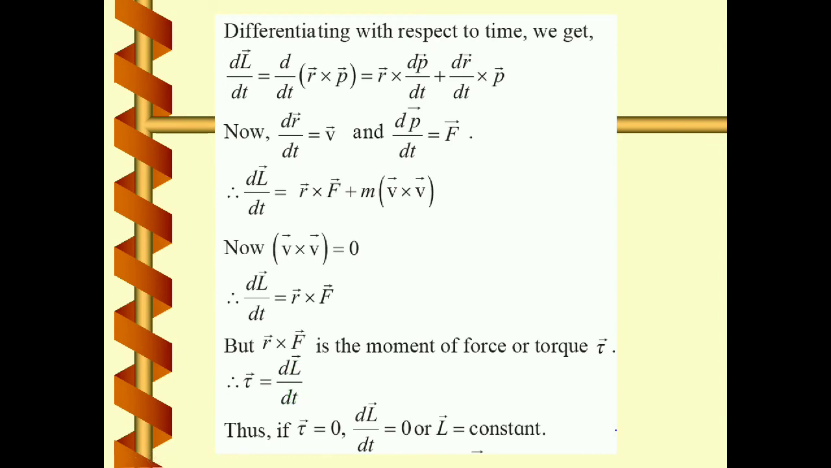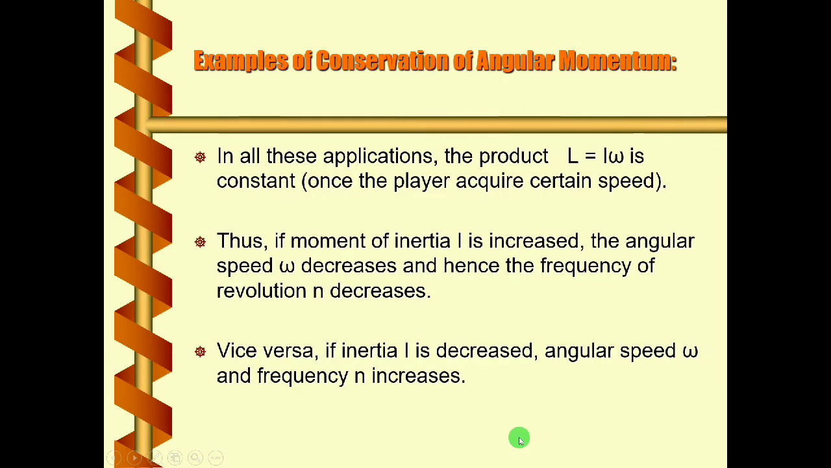Now in the statement it is given that the external torque acting on the body is 0, so you put tau equal to 0. If tau equals 0, that means dL by dt will become 0. And as you know, if the change in angular momentum with time is 0, L is constant. So the derivative with respect to time being 0 means the angular momentum is constant. So we prove the statement: if no external torque is acting, the angular momentum will remain constant. This is known as conservation of angular momentum.